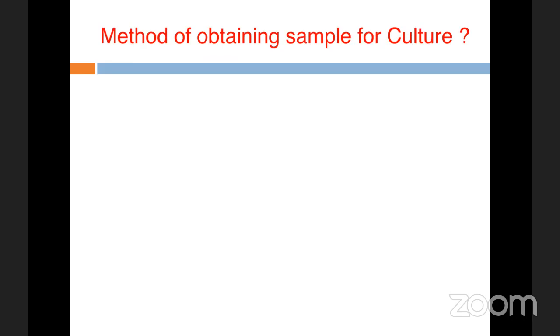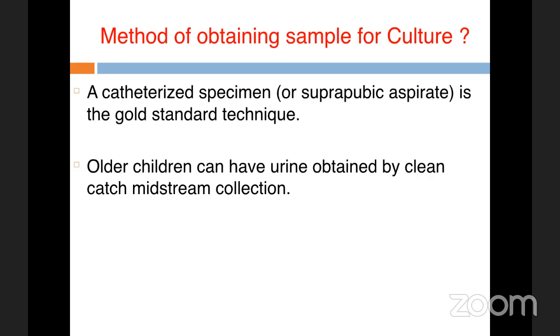Usually it is midstream method for adults, but you cannot get a midstream urine culture in young children. It's difficult to collect. So ultimately it's either the catheterized specimen or a suprapubic aspirate is the gold standard technique. In older children, you can go for midstream collection, but for younger children, it's going to be either catheterized or suprapubic aspirate. Best will be suprapubic aspirate, but practically it is not feasible. Patients might be worried, their parents might be worried of an invasive procedure. So catheterized specimen is the gold standard.